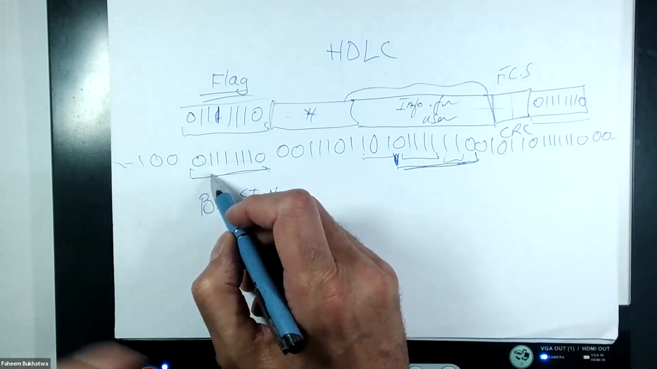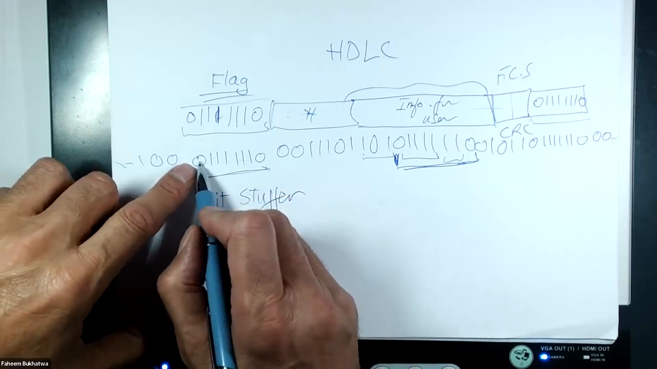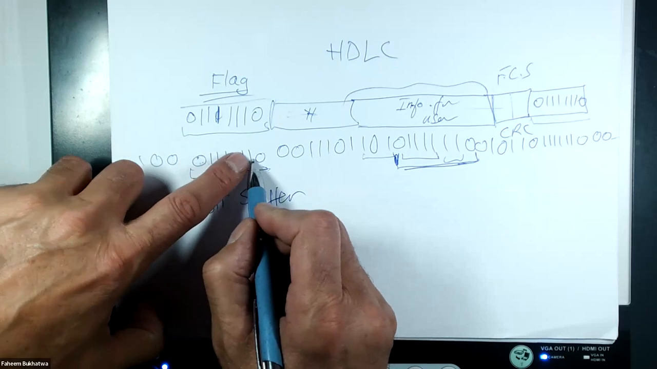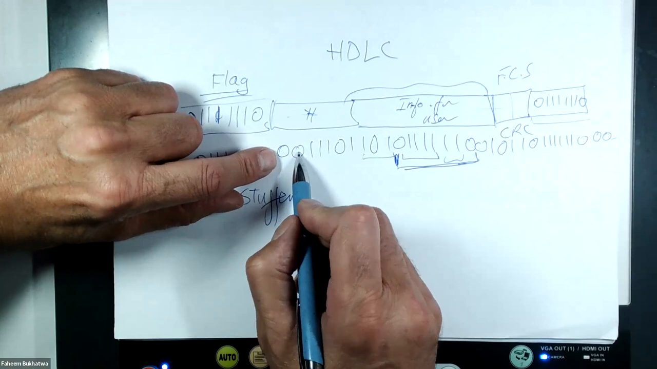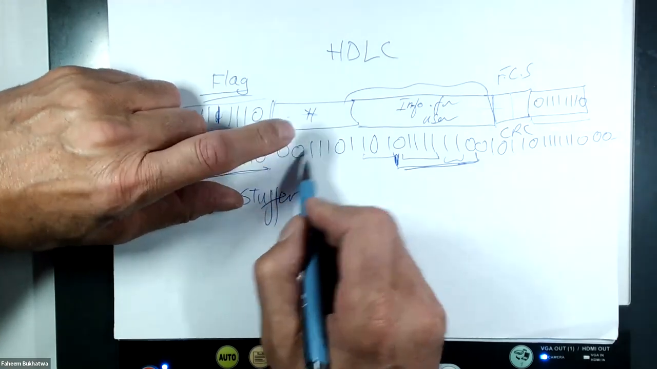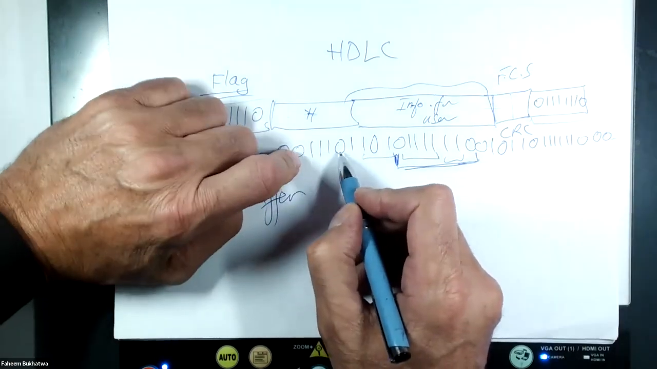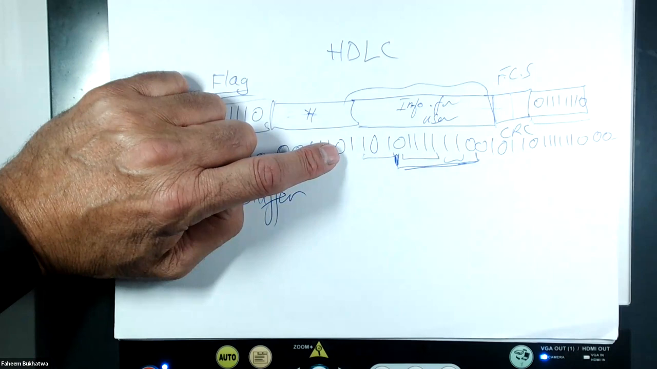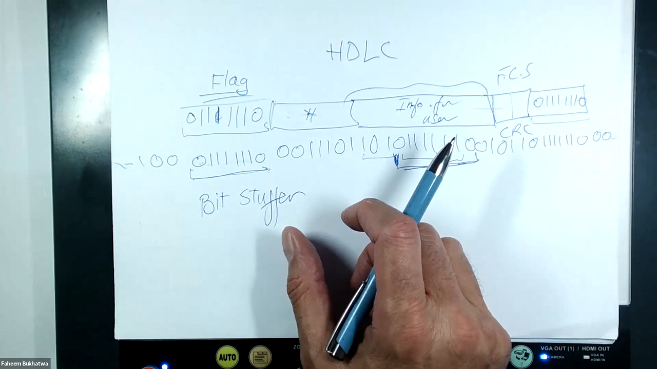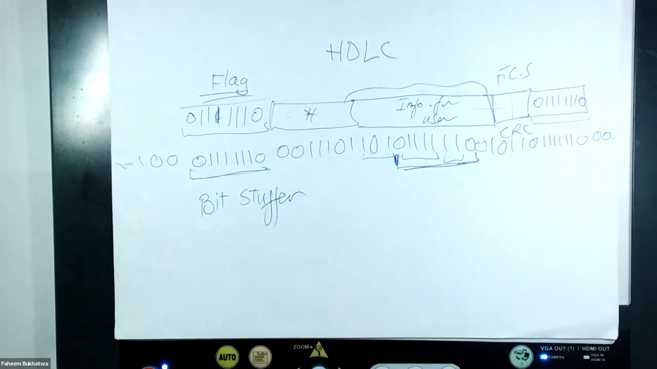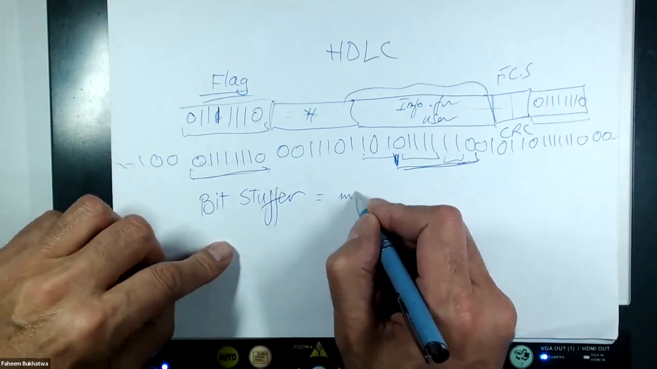As the information is being transmitted, the sender looks and counts: 0, 1, 2, 3, 4, 5. No, this is a flag, so we allow that. Let's say we start at this point, 1, 2, 3, followed by 0. That's not a flag. So it actually checks how many ones there are. If it finds 5 ones, it doesn't even wait. Maybe the next one is a 1, but no, we don't want to wait. Insert a 0.